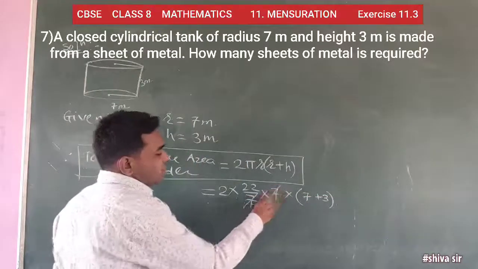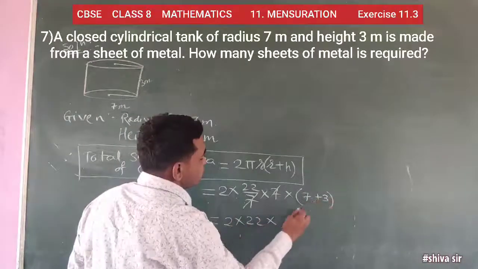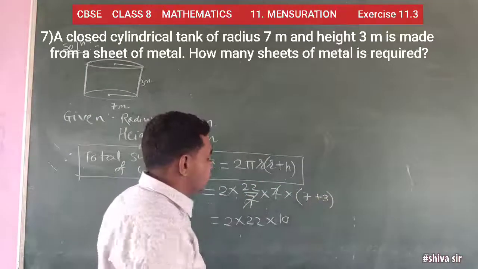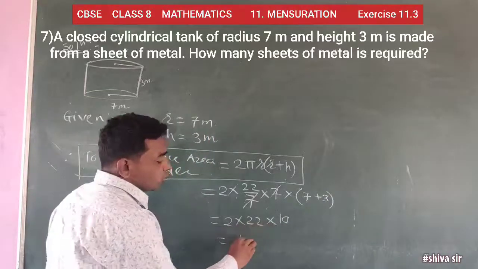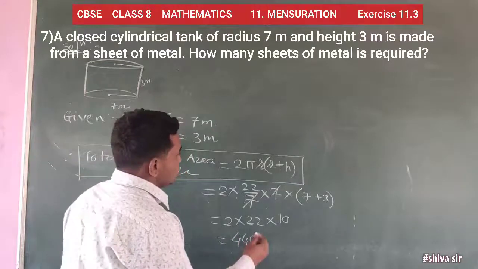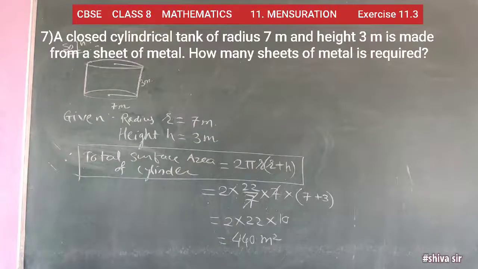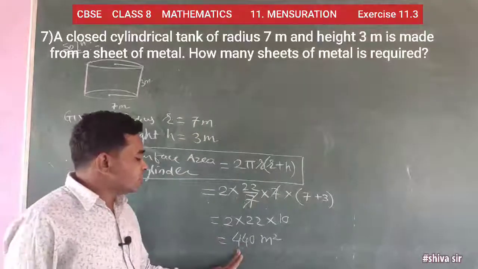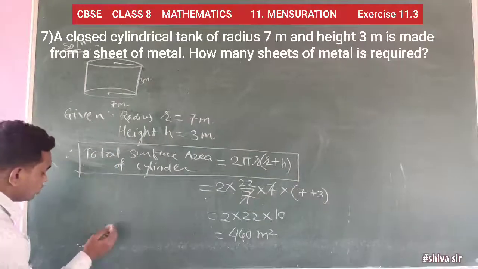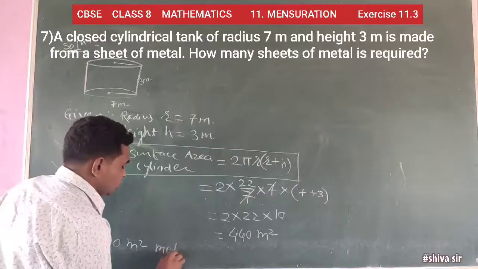So the 7 gets cancelled, and here 2 into 22 into 7 plus 3, which is 10. Just concentrate: 2 into 22 into 7 plus 3 means 10. So 2 into 22 is 44, into 10 is 440, and this is the area. So to make the cylindrical tank, the total metal sheet required is 440 meter square. Therefore, 440 meter square metal sheet is required.